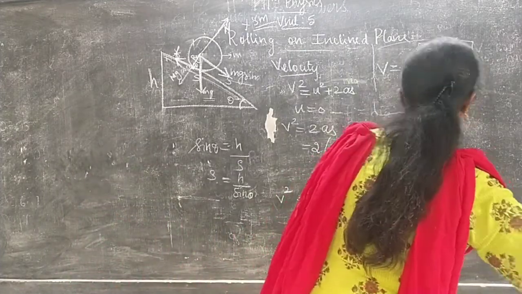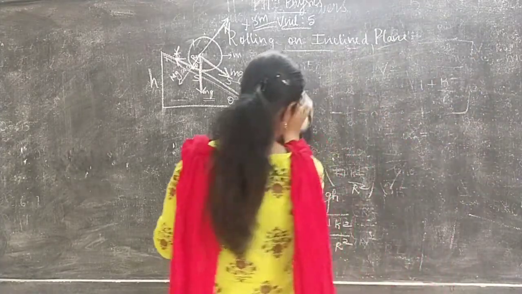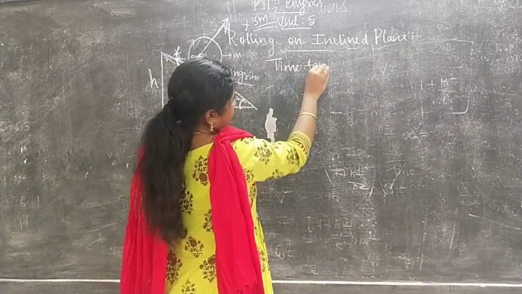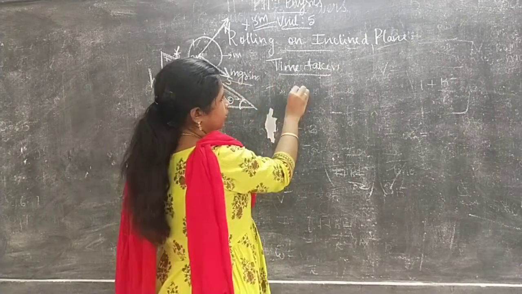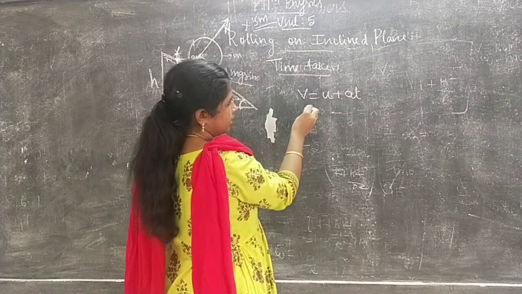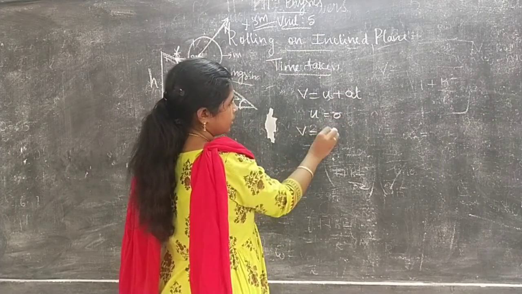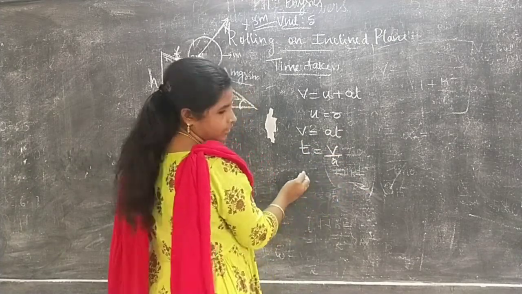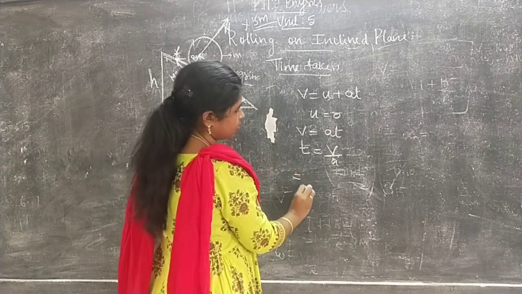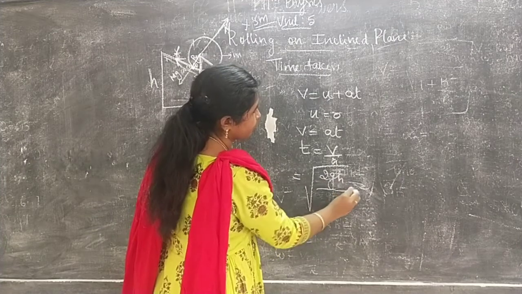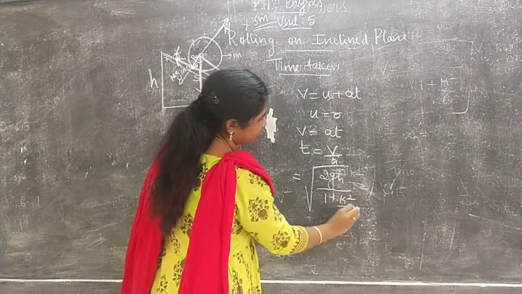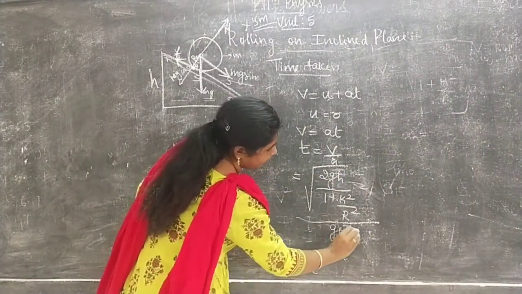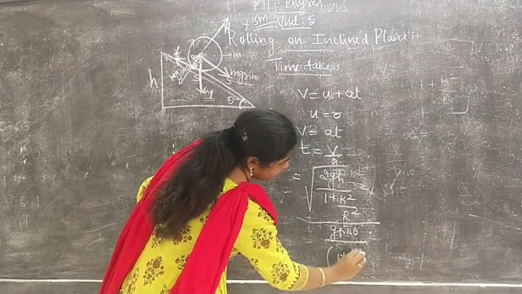Finally, we have to calculate the time taken to reach the ground. For that we take the equation v equals u plus at, and initially it is at rest, so u is equal to 0, v is equal to at. We need time, right? So t is equal to v by a. What is v? We just calculated it: v is root of 2gh by 1 plus k square by r square. This is divided by a. What is a? g sin theta by 1 plus k square by r square.